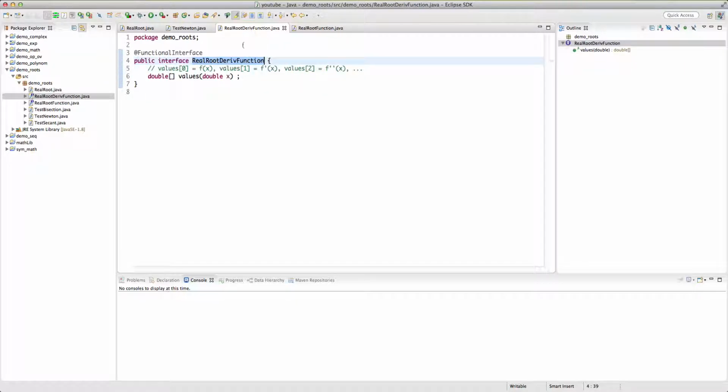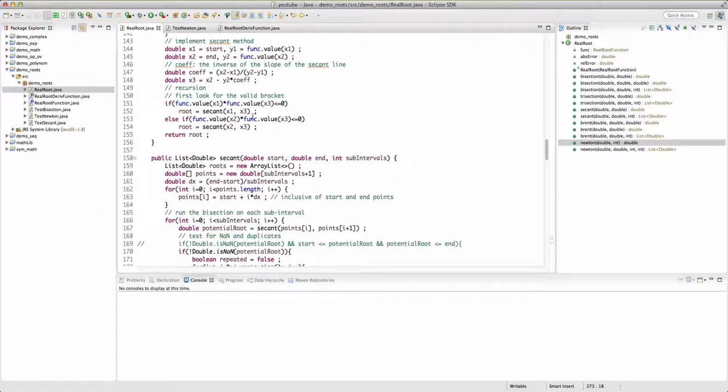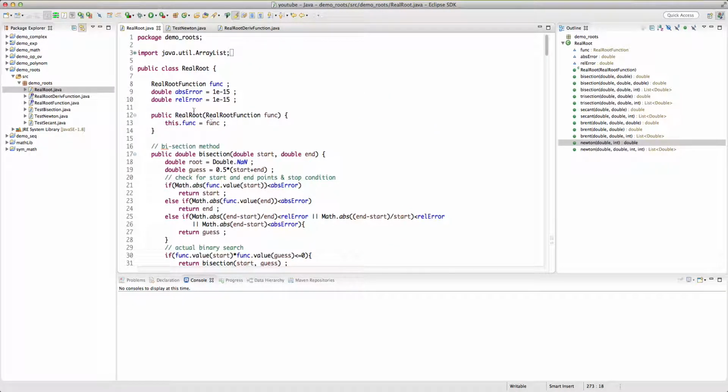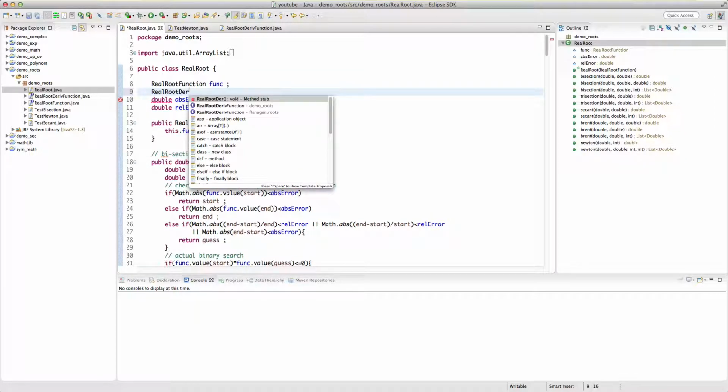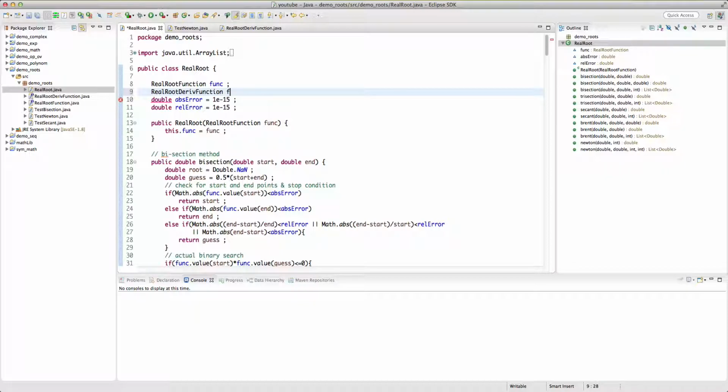But now I can return the higher order derivatives also. If I have this, I can go back to the real root class and define also a real root deriv function, and call it deriv func.